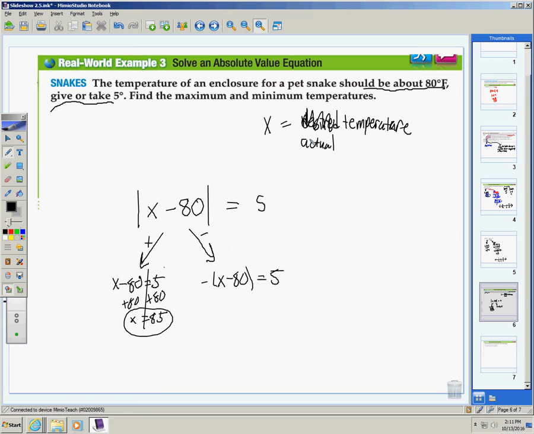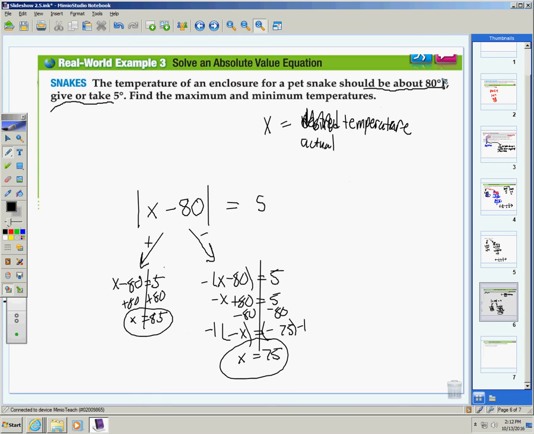Over here I'd get negative x plus 80 after distributing that negative sign equals 5. I would subtract 80 from each side. I get negative x equals negative 75. Multiply each side by negative 1. So then positive x equals 75. And there we've just found the minimum temperature and the maximum temperature. Minimum temperature would be 75, maximum temperature would be 85, which makes sense because that is 5 degrees above 80 and 5 degrees below 80.